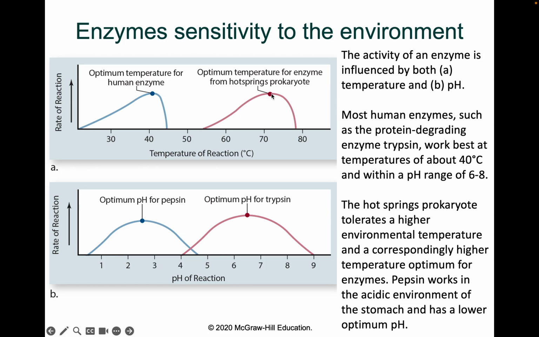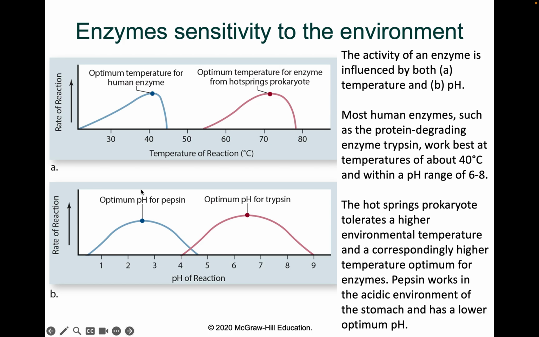Different enzymes have different optimum temperatures. It all depends. Human enzymes usually like to work around 40 degrees. For example, prokaryotes, certain bacteria that live in very hot temperatures, like hot springs, work at 70 degrees and more, which makes sense because the environment is quite hot. So they need to adapt to that.